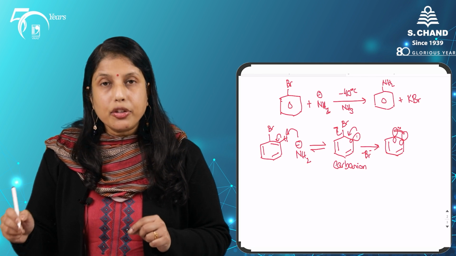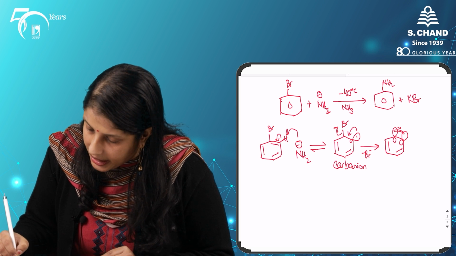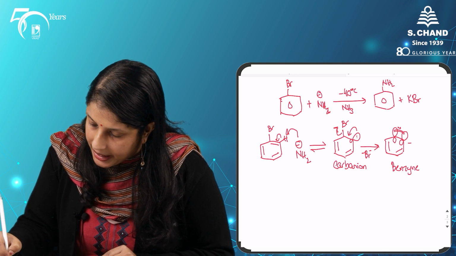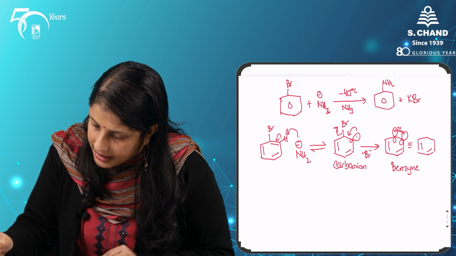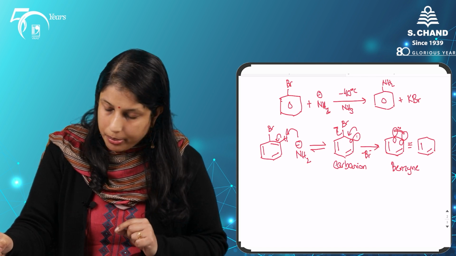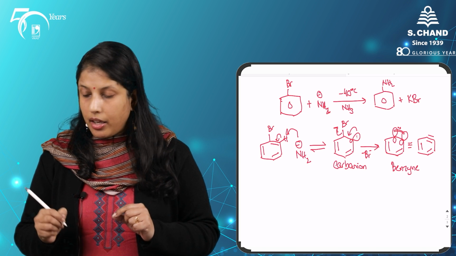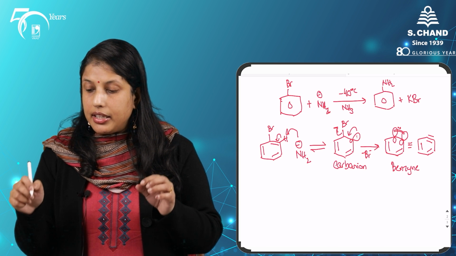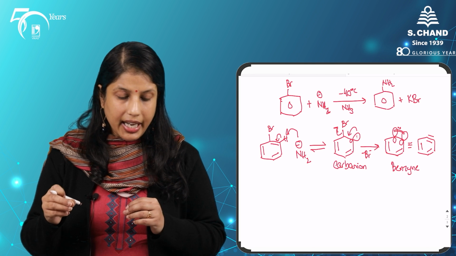Alright, what do we end up getting? We end up getting a reactive intermediate which is commonly termed as a benzyne. It is written as this benzene ring with the presence of a triple bond. These benzyne reactive intermediates are extremely unstable and highly reactive.